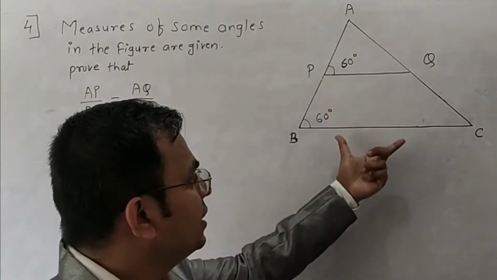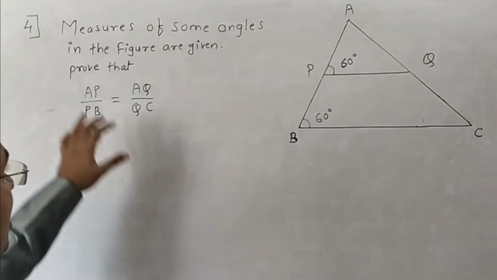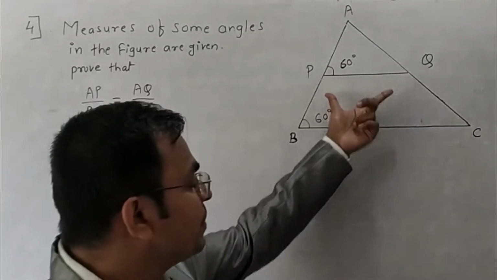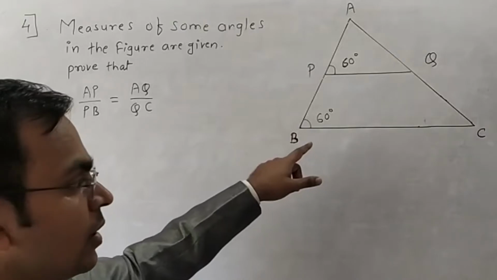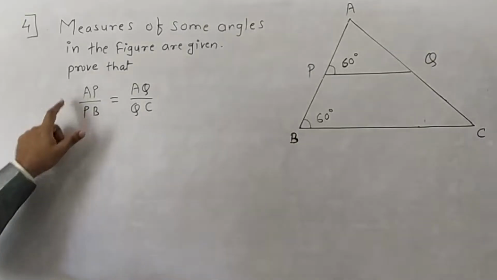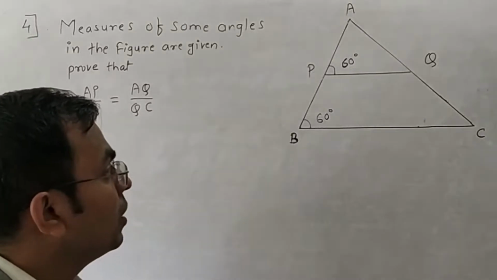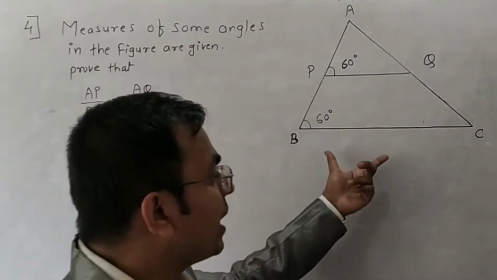here this line is looking parallel to this line. Actually they are not given to us. First we have to prove that this line is parallel to this, and then we can use BPT in this triangle, and by using BPT we can prove these ratios are equal. So how can we prove these lines are parallel?